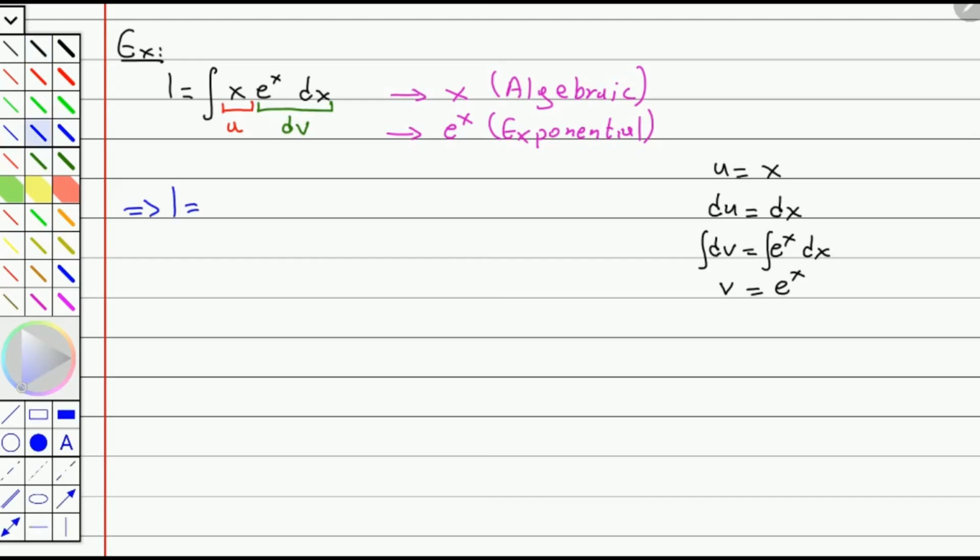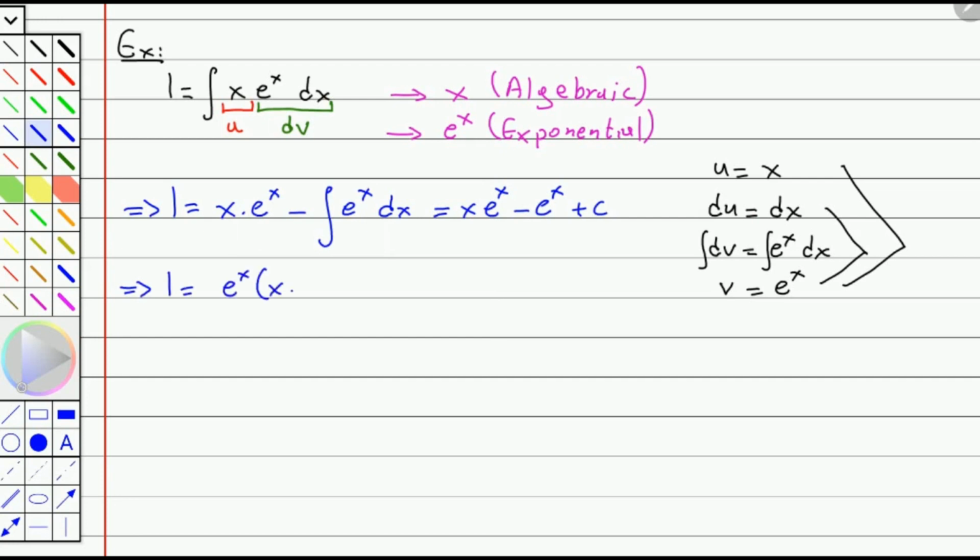So we have I equals u times v, so x times e to the x, minus the integral of v times du. So we have e to the x dx, but now this is a basic integral and we don't need to repeat the procedure. So we simply write equals x e to the x minus e to the x plus c, and if we wanted we can factor out e to the x and write I equals e to the x times x minus 1, plus c, and this is the result.